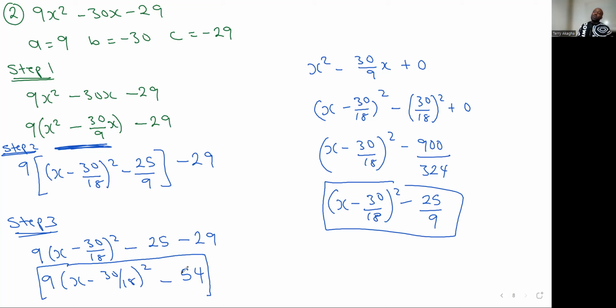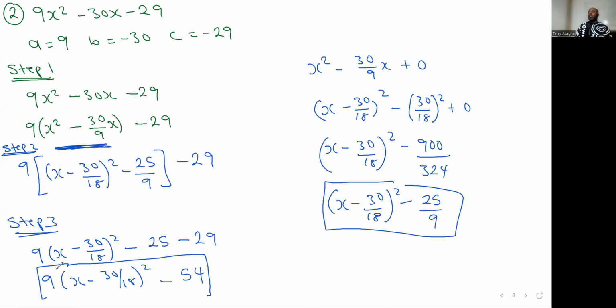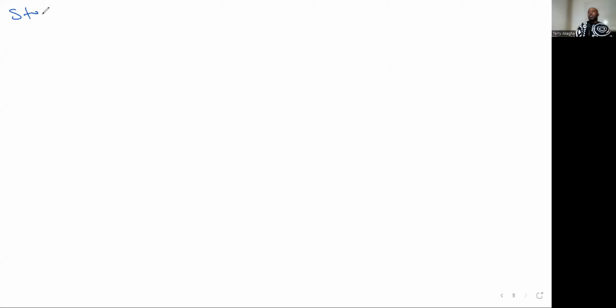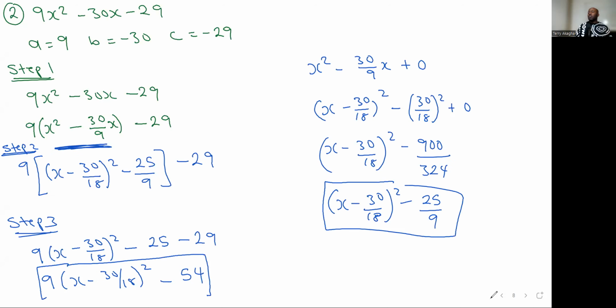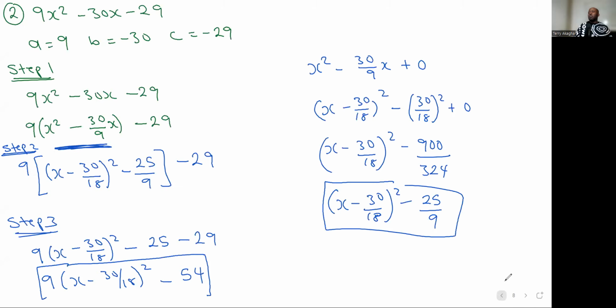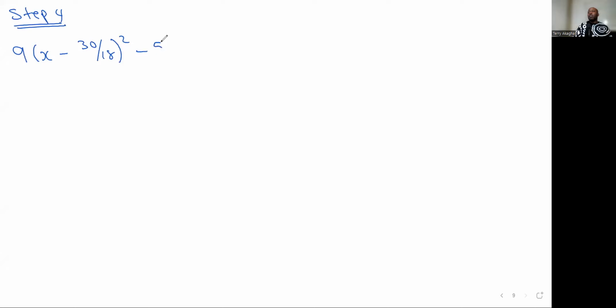But in some cases, they might want you to find a value for x. So we need to now look for the value for x. In order to look for it, you have to equate this to be equal to 0. That's step 4. You now equate it to be 0. So you're going to have 9 into bracket (x minus 30 over 18) all squared minus 54 equal to 0. You take 54 to the other side.